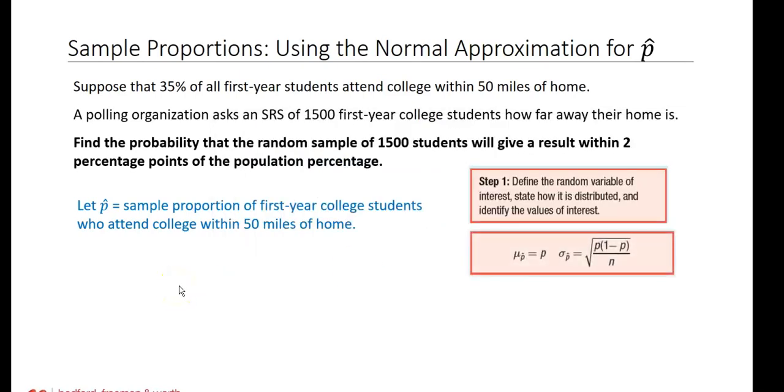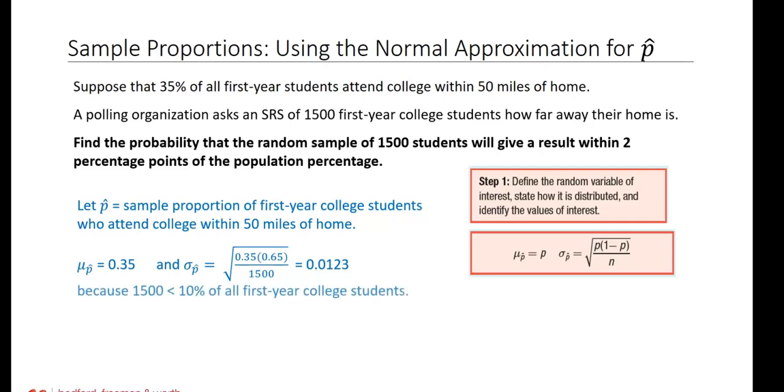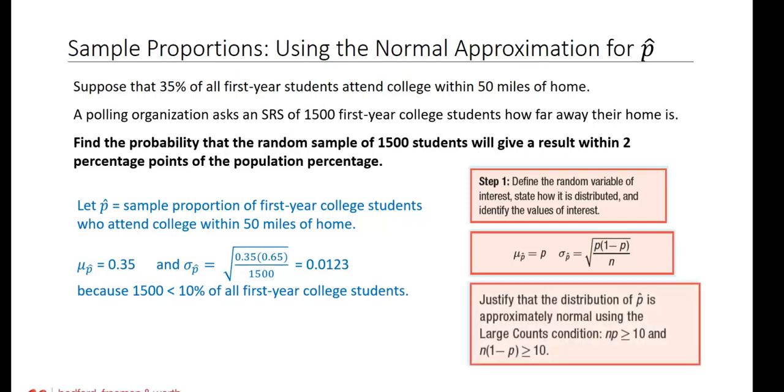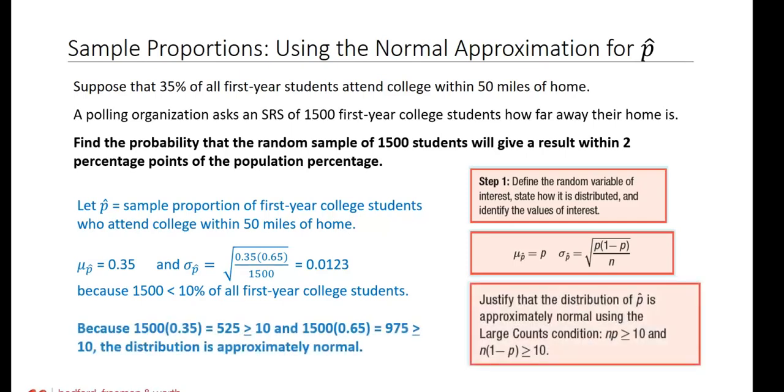So let's see what they did. They plugged in the numbers. They got 0.0123 when they typed that in their calculator. They checked the large counts and the less than 10% condition. 1500 is less than 10% of all first-year college students for sure. Because 1500 times 0.35 is greater than or equal to 10, and so is 1500 times 0.65 greater than or equal to 10. The distribution is approximately normal.